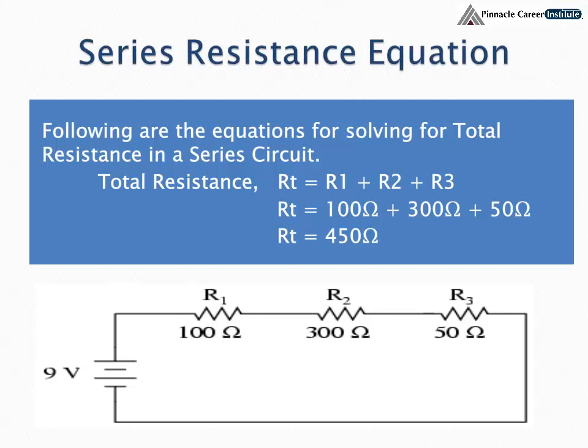In order to solve for all the other values in the circuit, we must find out what our total resistance of the circuit is. And to do this, we just add them. So in this case, our equation is R total equals R1 plus R2 plus R3, which ends up being 100 ohms plus 300 ohms plus 50 ohms, which gives us a total resistance of the circuit of 450 ohms.